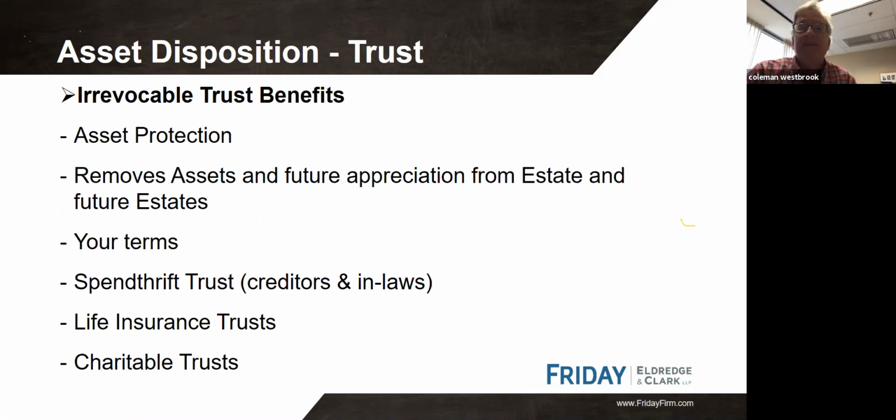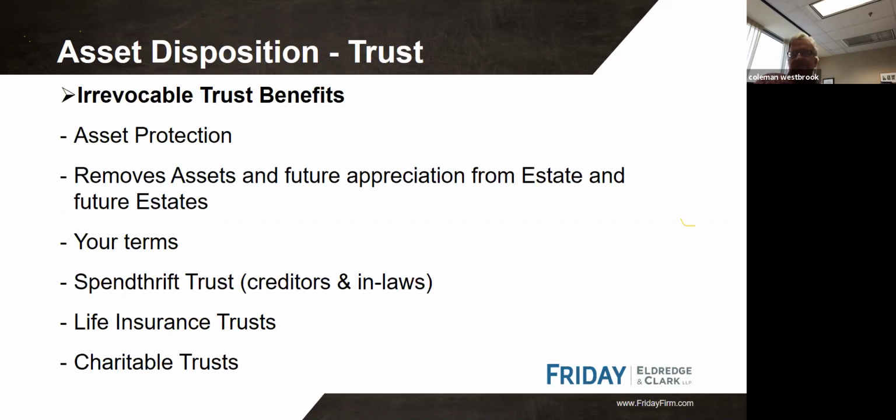trust. The nice thing about a trust is it's your terms. You get to say what your beneficiaries get, when they get it, how much they get. So it's a way of controlling from the grave. A lot of people like that. And so you get to set it up as you desire. And as I said, they're asset protected trusts.